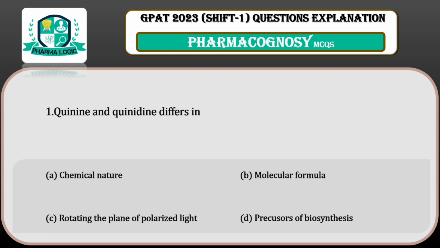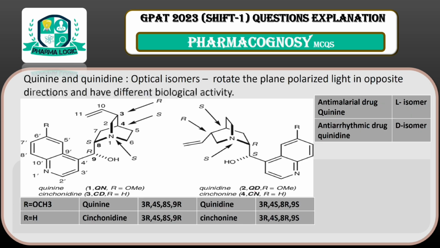First question. Quinine and quinidine differ in chemical nature, molecular formula, rotating the plane of the polarized light, or precursors of biosynthesis. You need to know the chemistry of these two compounds to solve this. Quinine and quinidine are optical isomers. Quinine rotates the plane polarized light to the left. It is called the L isomer. Quinidine rotates the plane polarized light to the right, so it is the D isomer.